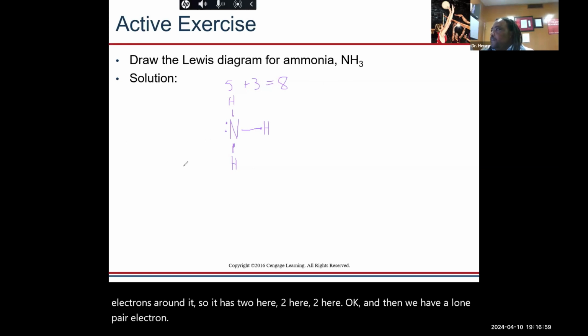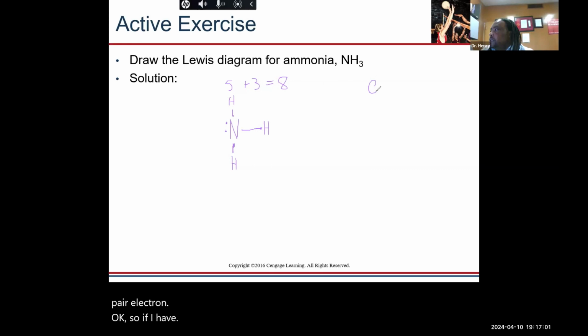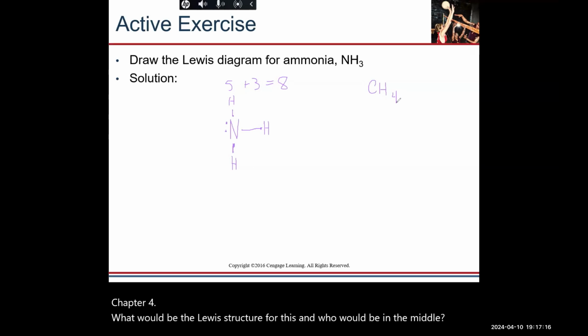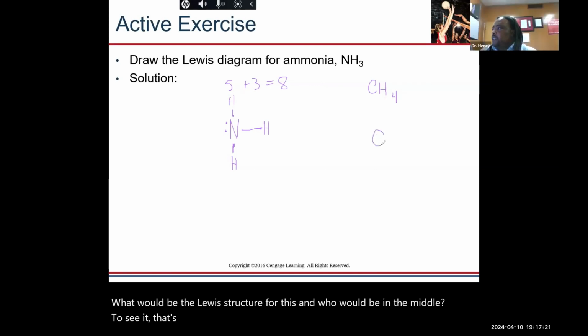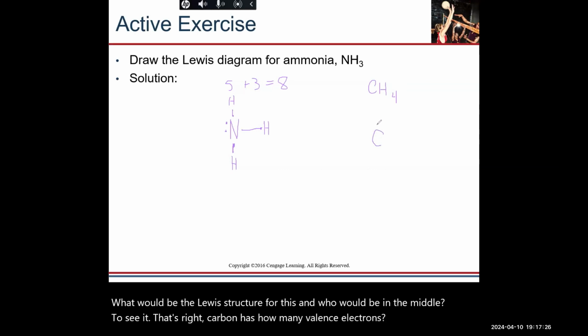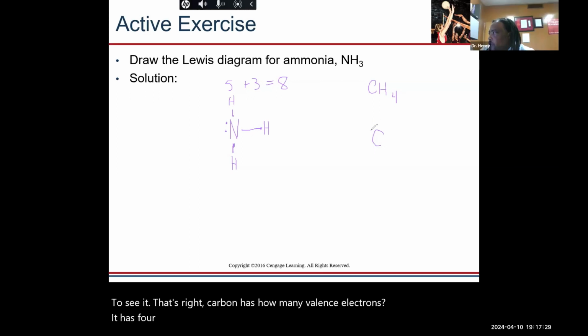Okay. So if I have CH4, what would be the Lewis dot structure for this? And who would be in the middle? The carbon. That's right. Carbon has how many valence electrons? Four. That's right. 1, 2, 3, and 4.